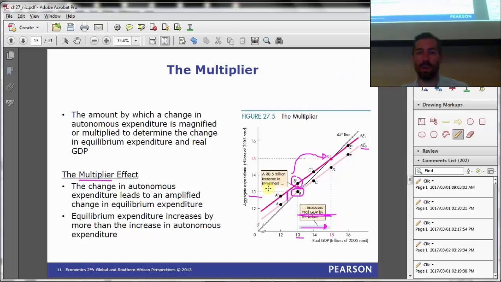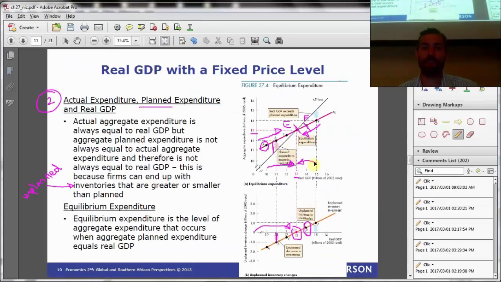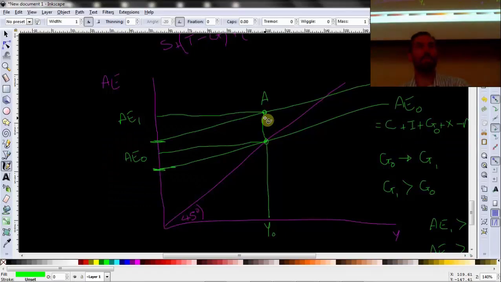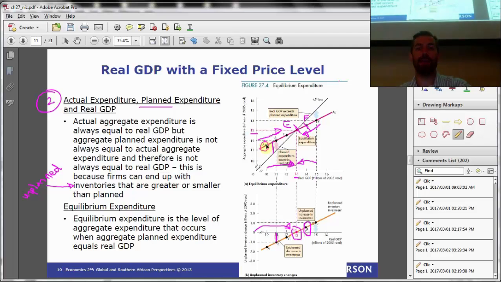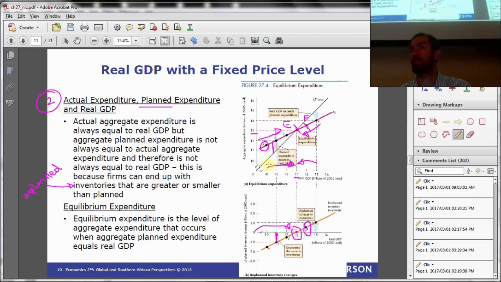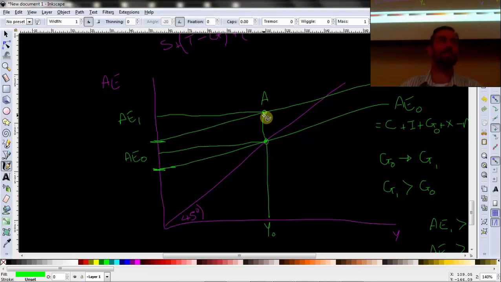Going back to our notes. Are you happy that point A in this diagram here corresponds to, for example, point A in this diagram? Point A lies somewhere on the aggregate expenditure curve above the 45-degree line. You happy with that idea? Following me? Okay. What happens when we're at point A? What happens to firms' inventories at point A?